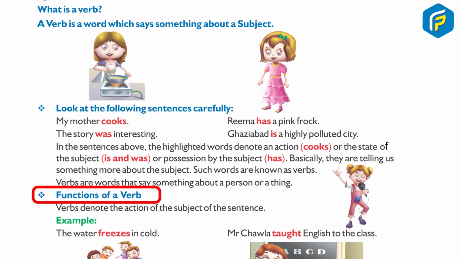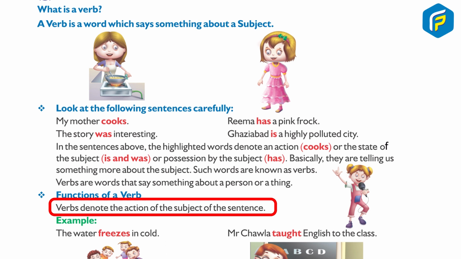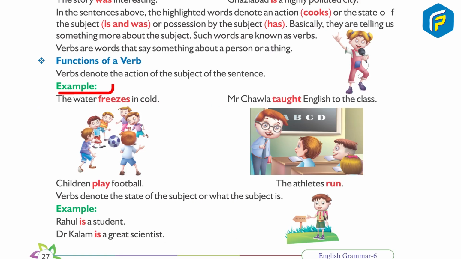Functions of a verb. A verb denotes the action of the subject of the sentence. Example: The water freezes in cold. Mr. Chabla taught English to the class. Children play football. The athletes run.